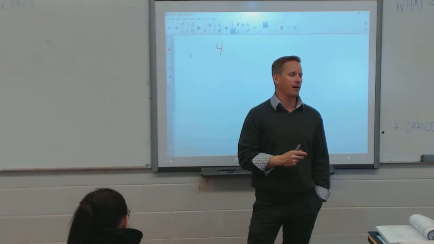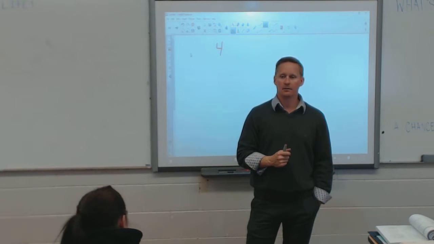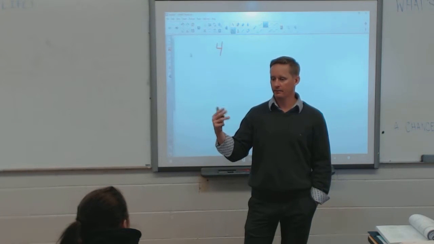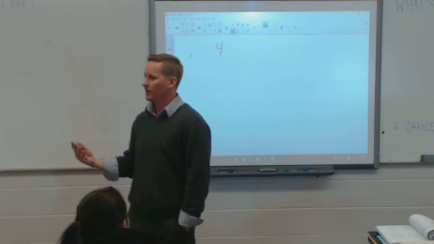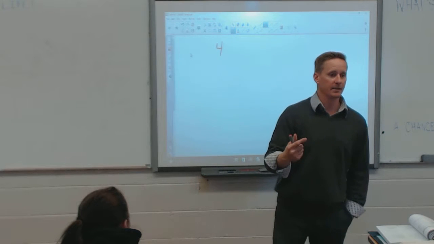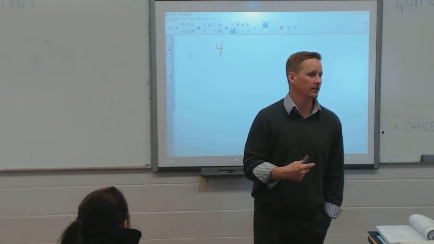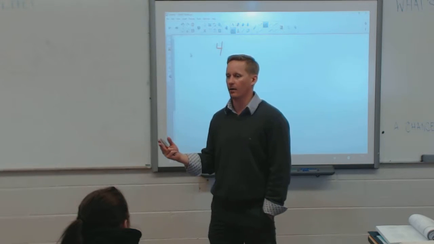So what's the smallest prime number? 1? 1 isn't. 2. 2 is. And then 3, 5, 7, 11. They can only be divisible by itself and 1. The reason 1 isn't is because 1 is only divisible by 1. Yes, it's itself, but it's the same number. So 2 is the smallest prime number.